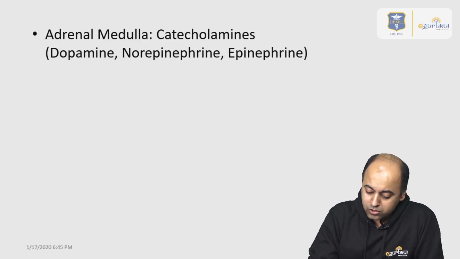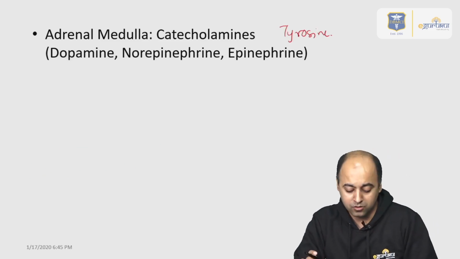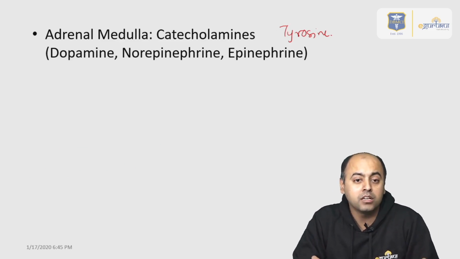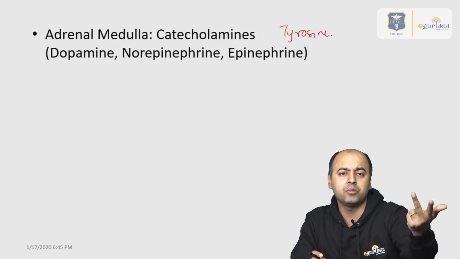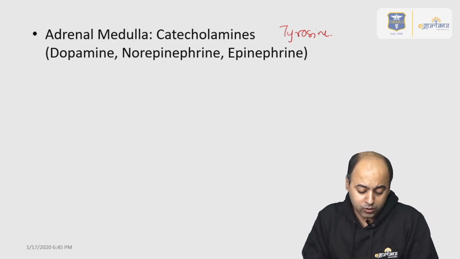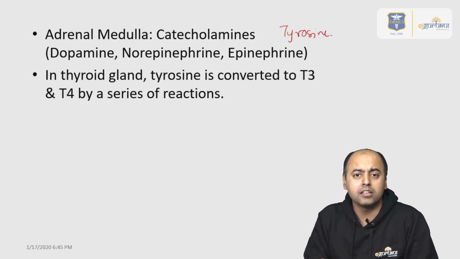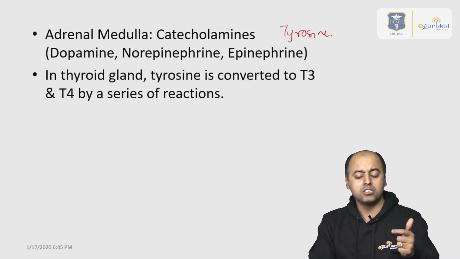The tyrosine gives rise to multiple special products. First and foremost, the catecholamines in the adrenal medulla. The catecholamines, meaning dopamine, norepinephrine and epinephrine, come from the tyrosine. In the thyroid gland, it gives rise to the thyroxine hormones, T3 and T4.